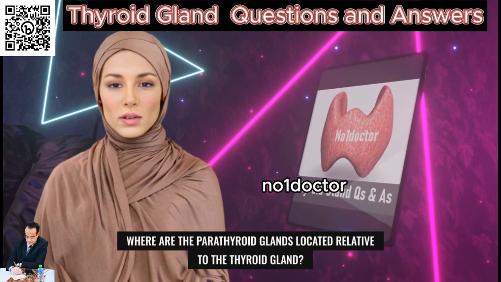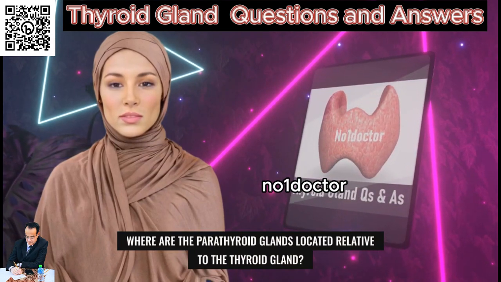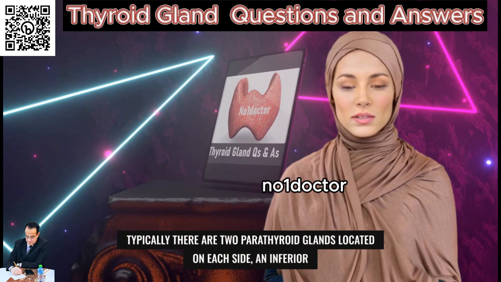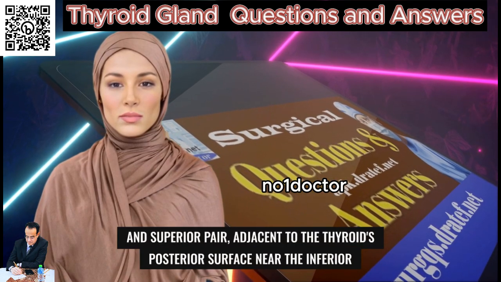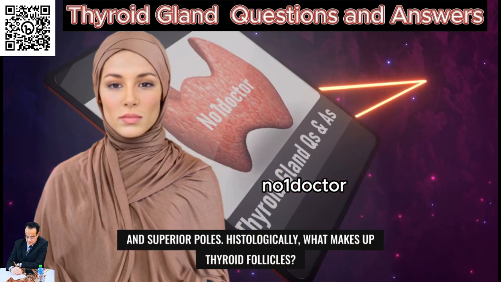Where are the parathyroid glands located relative to the thyroid gland? Typically there are two parathyroid glands located on each side, an inferior and superior pair, adjacent to the thyroid's posterior surface near the inferior and superior poles.